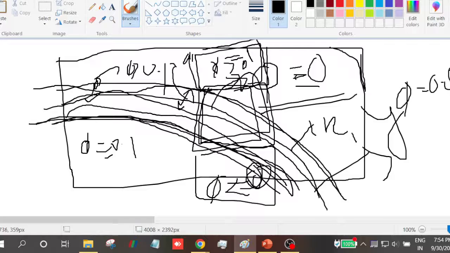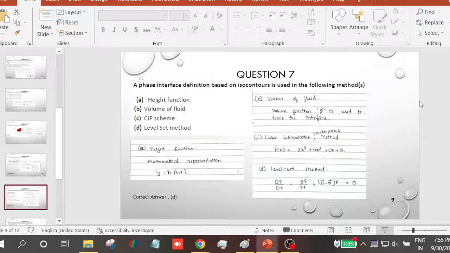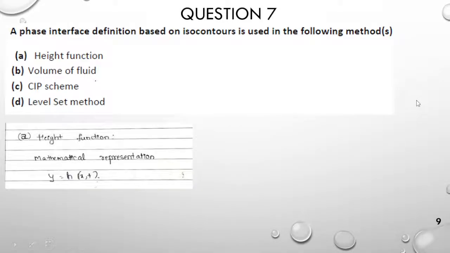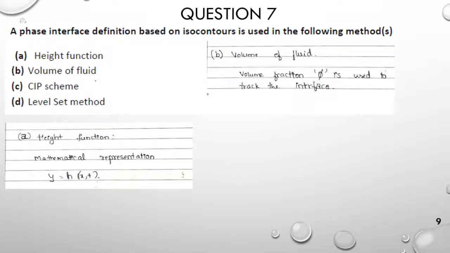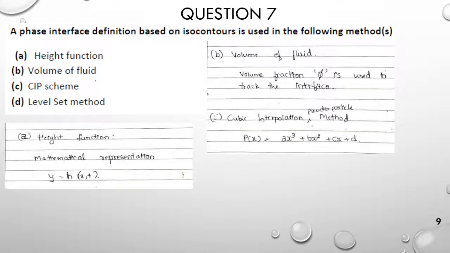Volume fraction of air is 0, whereas on this outer side the volume fraction of air is 1, whereas at the interface we have a volume fraction of both. So the volume fraction of air, say, will be 0.5. Through this method we are trying to capture the interface in the volume of fluid method. We are not using an iso contour type of thing here, so that is also an incorrect option.